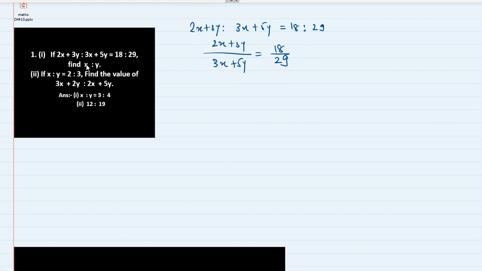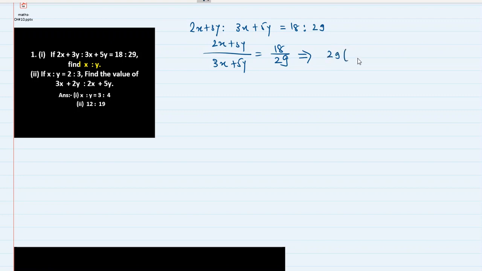Now remember what you have to find. You have to find x is to y. You don't have to find x and y separately. This is not a linear equation in two variables, simultaneous linear equation. No. So for finding x and y, you simply need to do cross multiplication, simple applications.